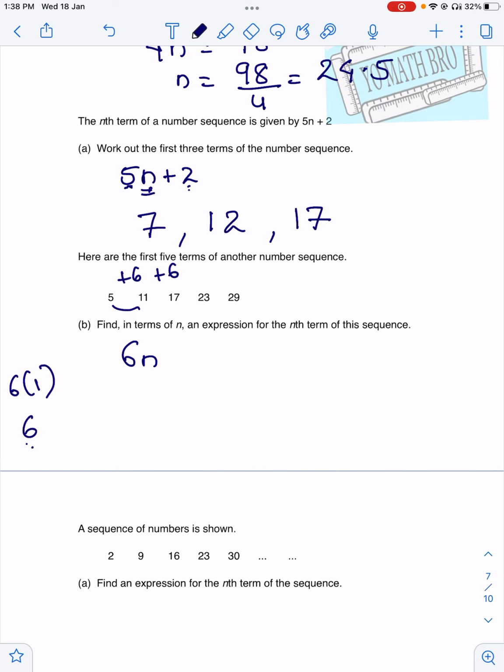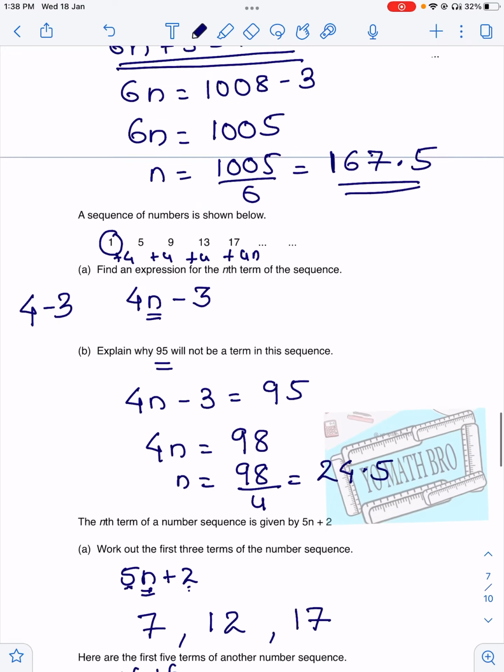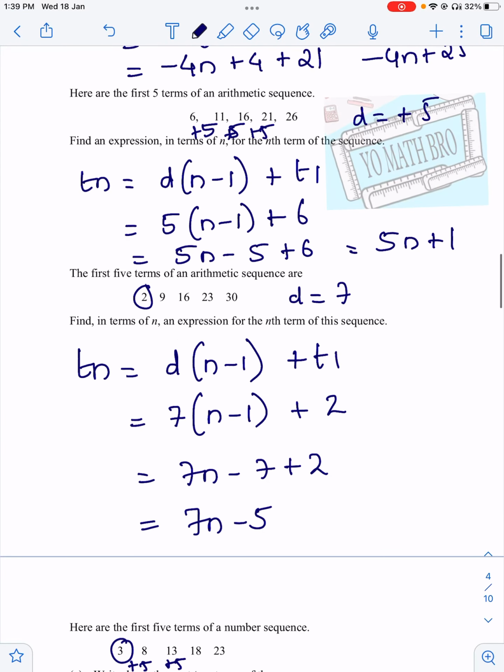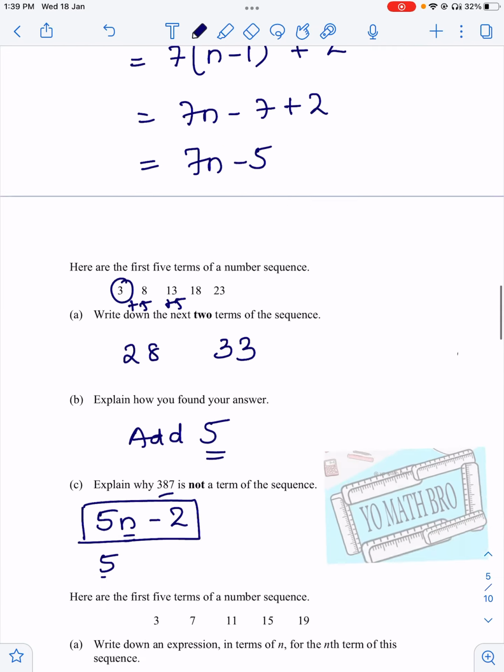Write here 7. What should I do to 6 to get 5? Minus 1. I get the answer. This is to get the answer quickly. But always use the formula to get the answer, my dear students. Remember, always formula has to be there.